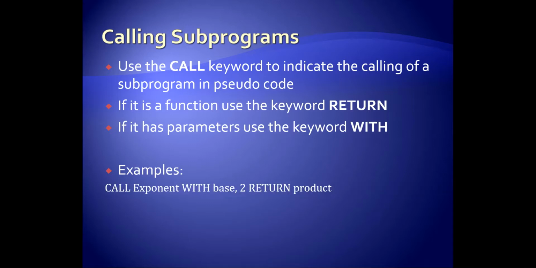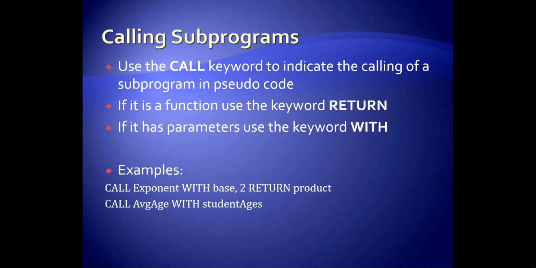So, quick little example. We're going to call a subprogram called exponent with a base and the value 2, which means we're calculating the square of something, some base squared. And when we return, we're going to store it in the variable called product. So call exponent with base and 2, return the product.